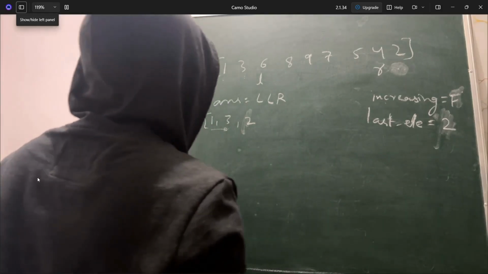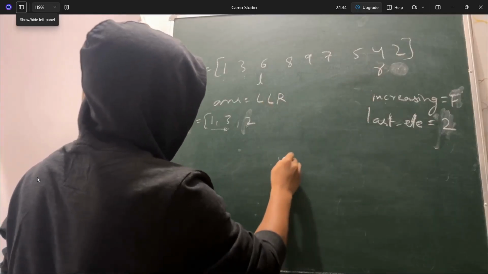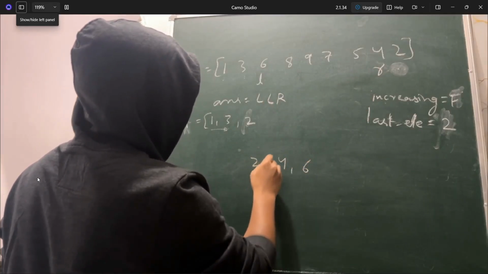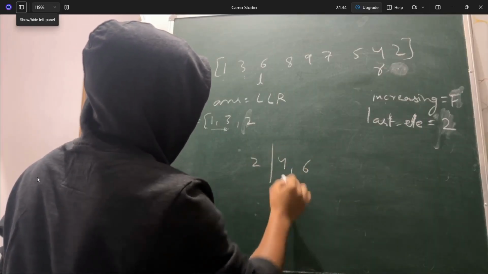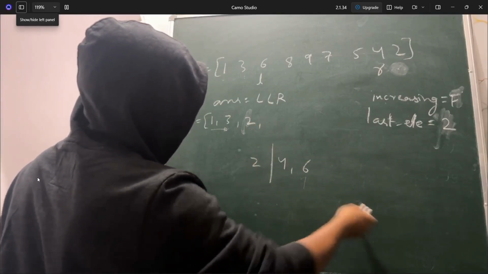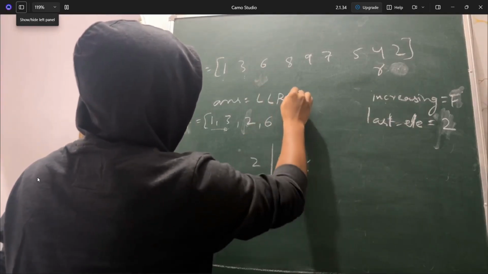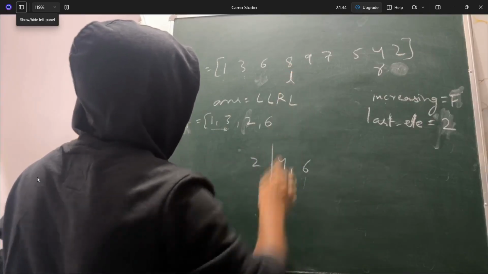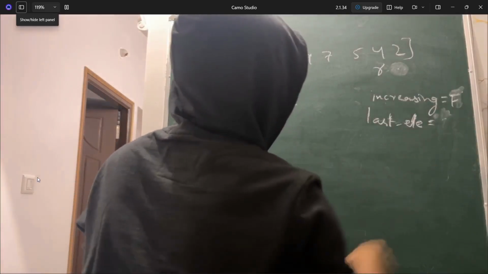And now the last element is 2. We have 4, 6, and 2 is here. Since the last element is lesser than both, we will be taking the greatest one, according to the rule I have explained previously. So 6 I'll be taking. When I'm taking 6 from the left, I'll be putting it here, and the left pointer I'll be moving ahead. And now my last element will be 6.